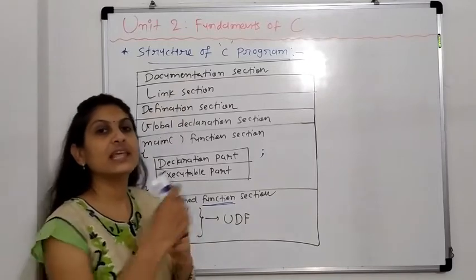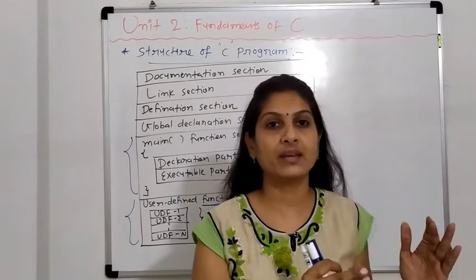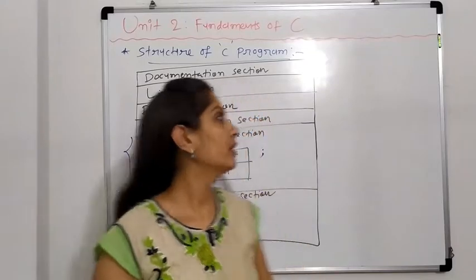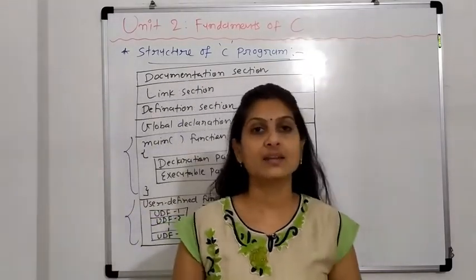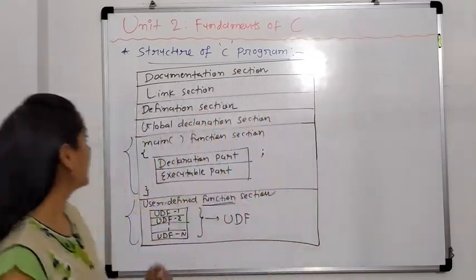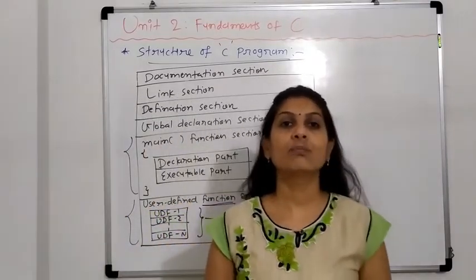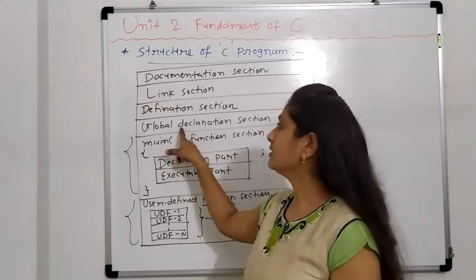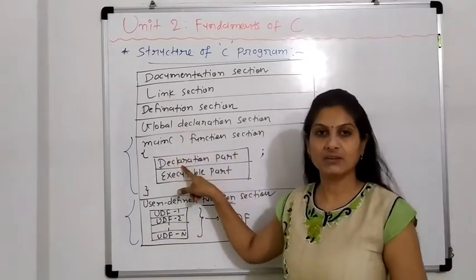Second is the link section, which links our library, that is the inbuilt functions provided with the C library that we use in our program. Third is the definition section, in which we can write symbolic constants, for example pi. Next is the global declaration section. If you want a global declaration of any variable, you write it in this section. If you want a local declaration, you declare it in the main function section.